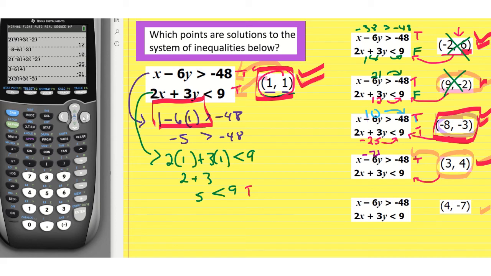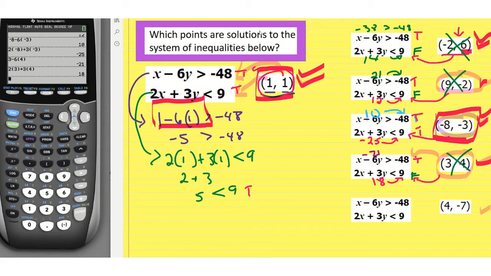I don't need the 8. Right arrow, put in 4 for the y value, and enter. And that says that is equal to 18. So 18 is less than 9. Is that true? No, that is actually false. So we're going to put an F right there, and that is not a solution.